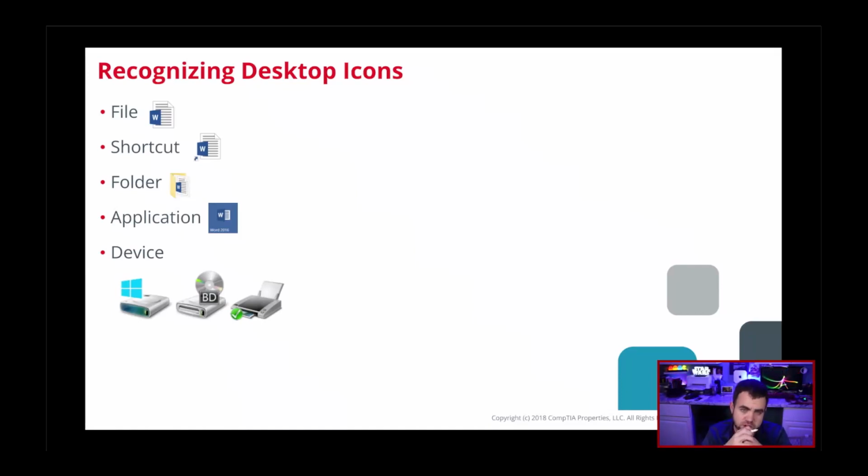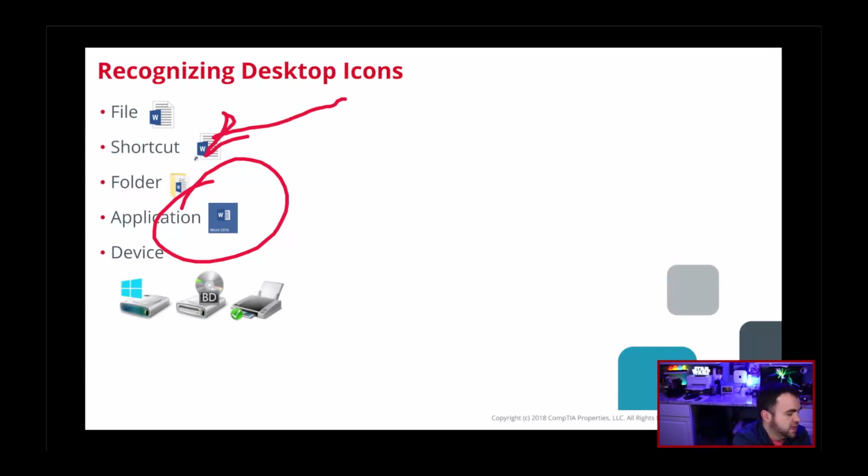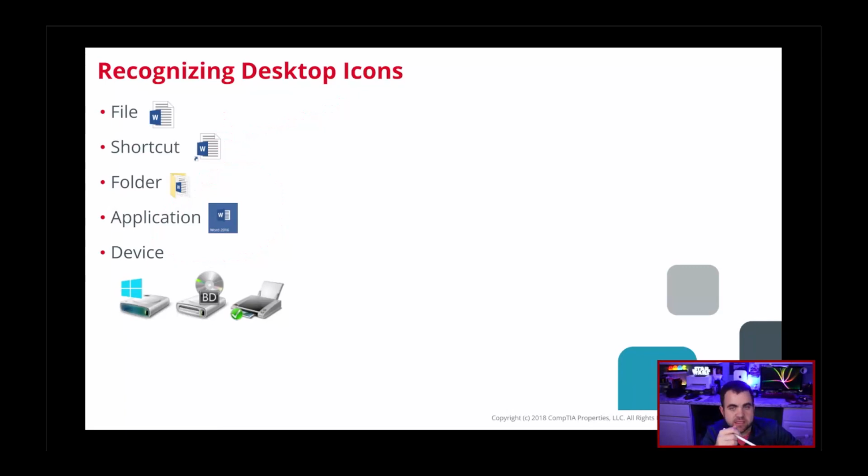Next, we have our actual application itself, and that is the Word application. So you can see there, Word 2016, for example. Notice how it looks different than the other ones. The other ones look like documents, and what I mean by documents is like the paper that's there. Those are the actual files themselves, whereas below it's just the application itself.